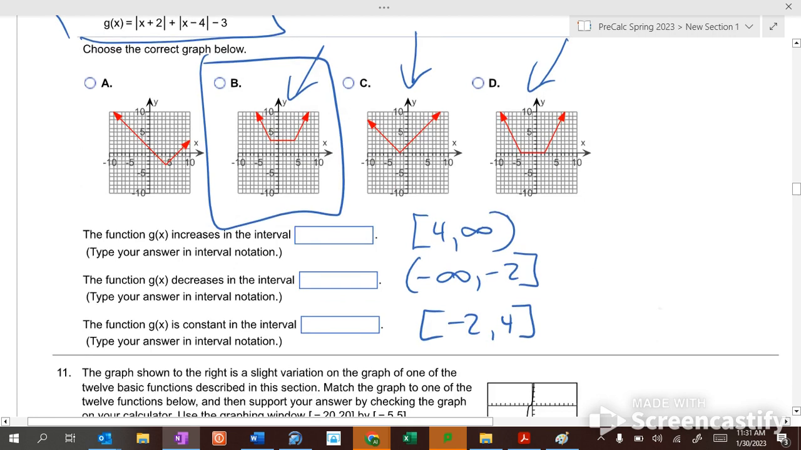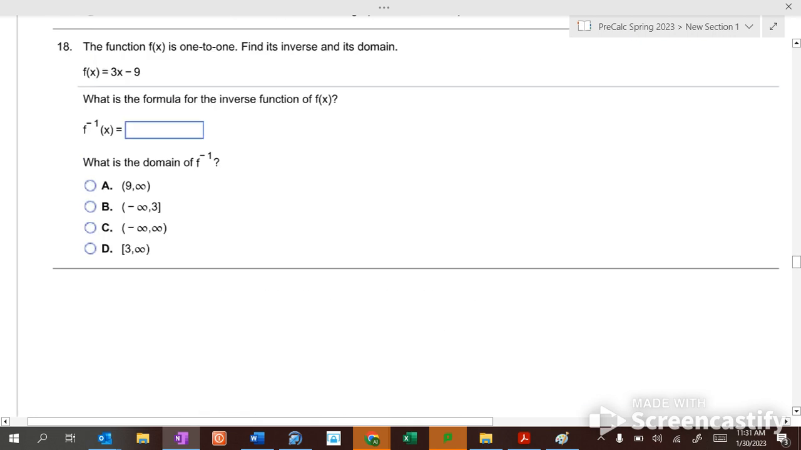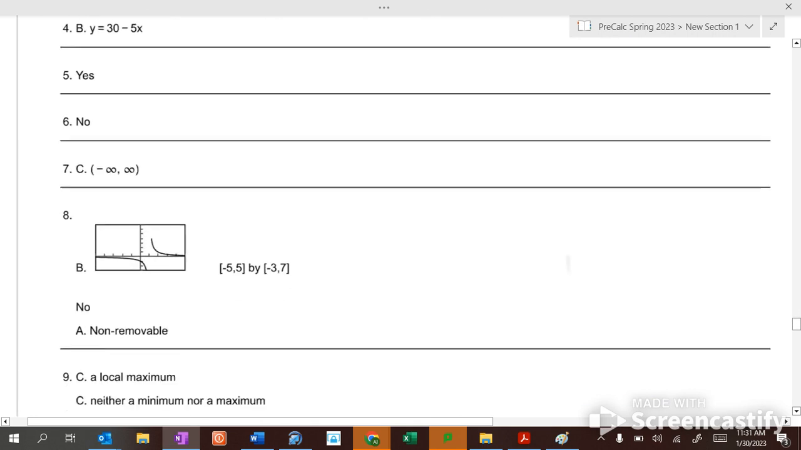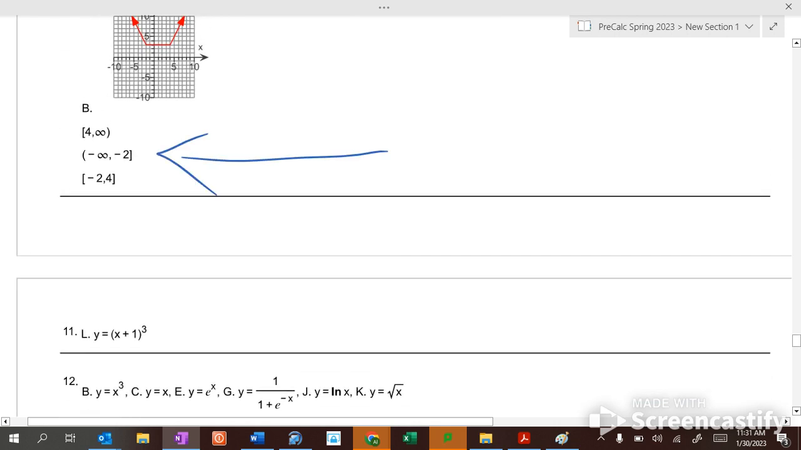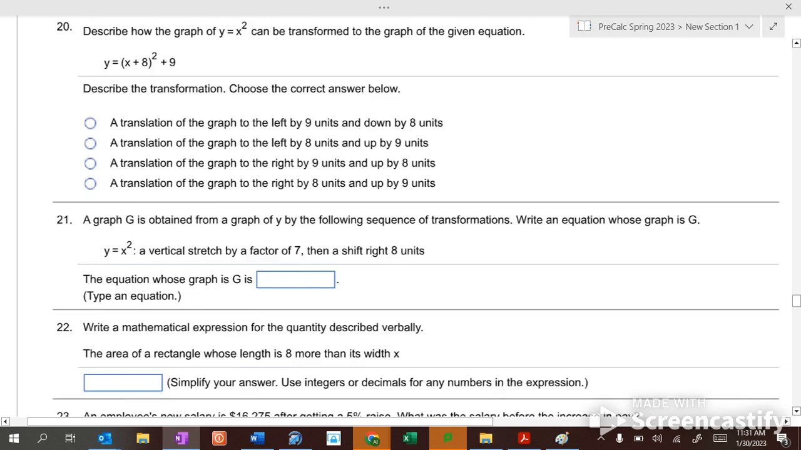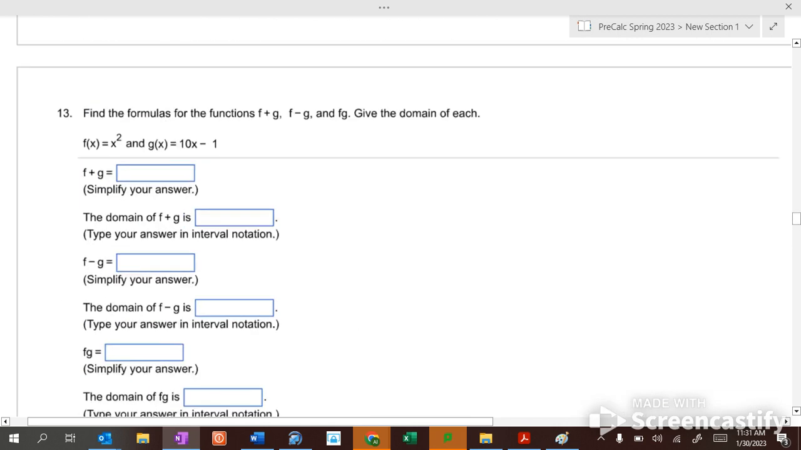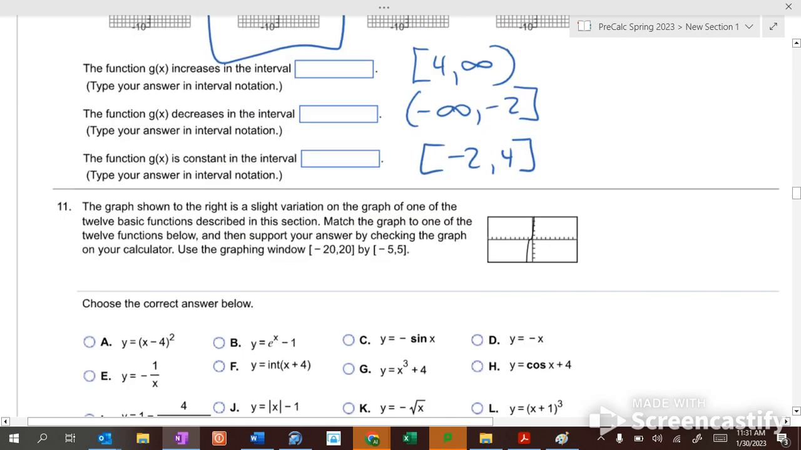Are we good with that? I'm just going to check, making sure increasing, decreasing has brackets. Yes. Increasing, decreasing has brackets. So make sure you use brackets, not parentheses there.